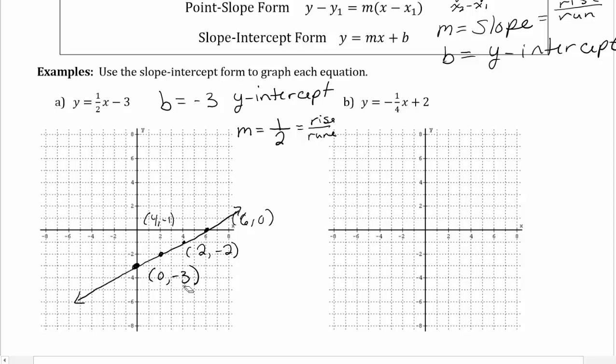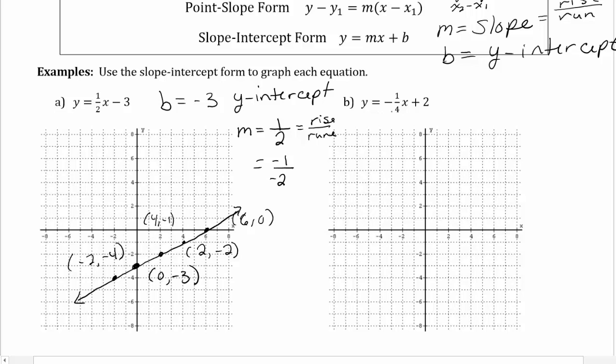Now we could have gone from 0, negative 3 in the other direction, but then you would need to remember to do negative 1 over negative 2. So we would go down 1 and left 2, and that would bring us to the point negative 2, negative 4. So you can go either direction. You just have to be careful of your signs when you're doing this.